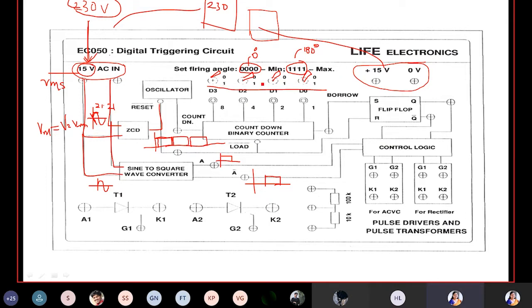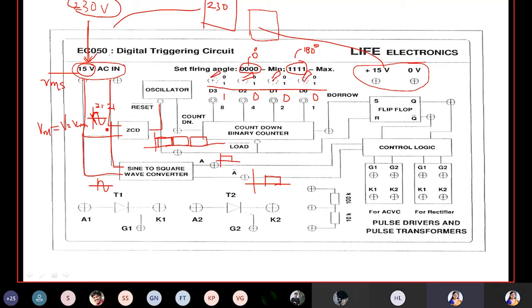Okay, initially let's say the binary number is set to 1000. You can set it to any value, like 0000, 1111 or 1000, and then switch on the circuit. Before switching on the supply, you can set it to any value. Once you switch on the supply, this is the scenario of what's going to happen.